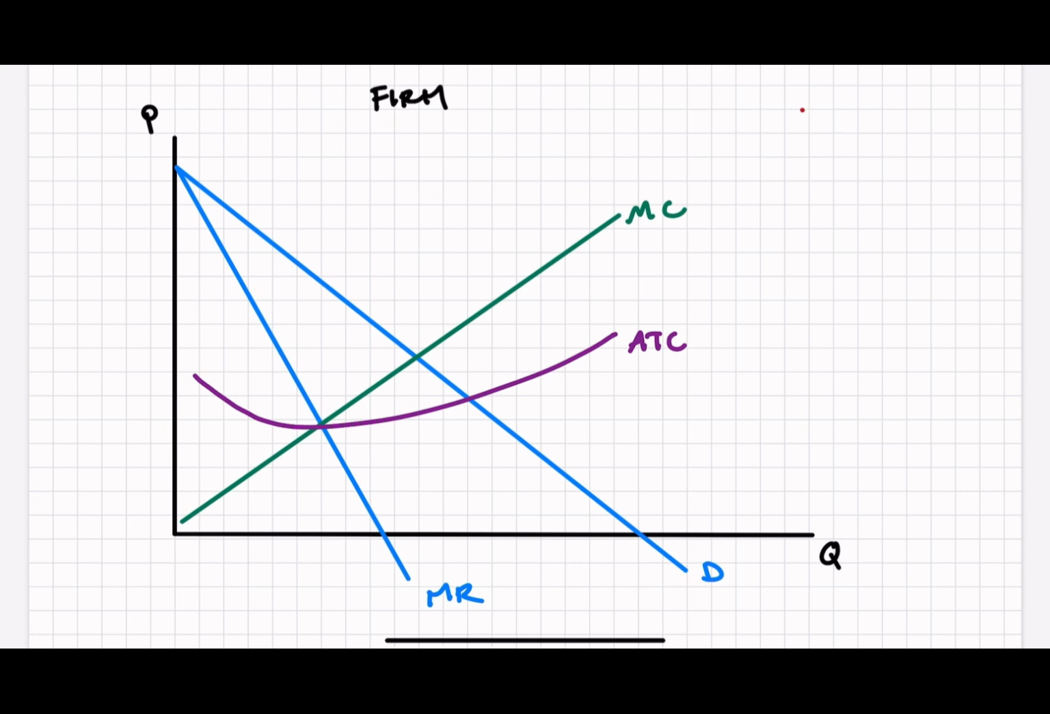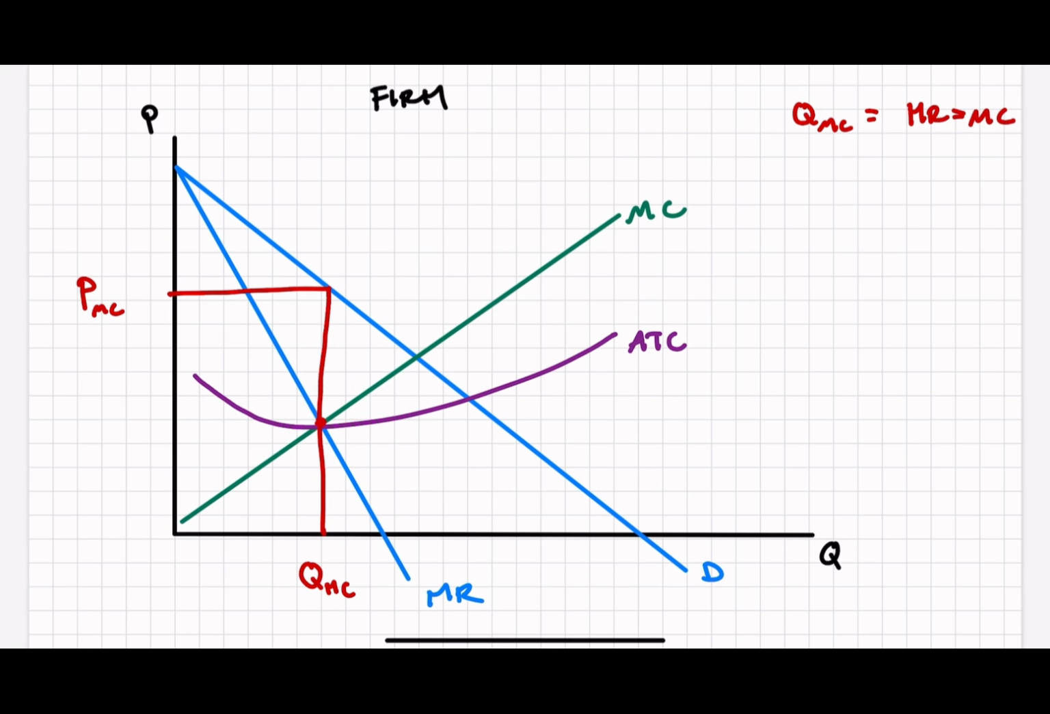Remember our rule to determine the optimal quantity for a monopoly, and that's going to be the same for monopolistic competition: it is determined where marginal revenue equals marginal cost. That happens right here at this point. I'm going to draw a line straight down, and that's going to be the quantity of monopolistic competition. I take that quantity and bring it up to the demand curve, and this is the price that they're going to charge. So that's how I determine price and quantity in monopolistic competition.